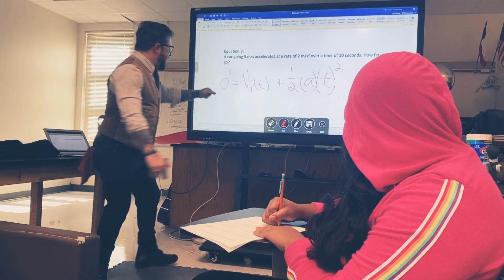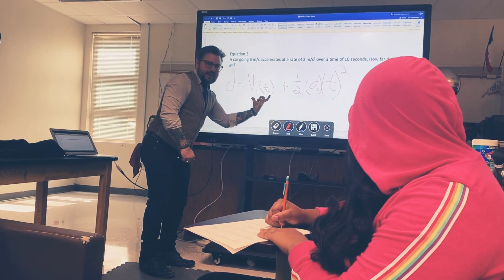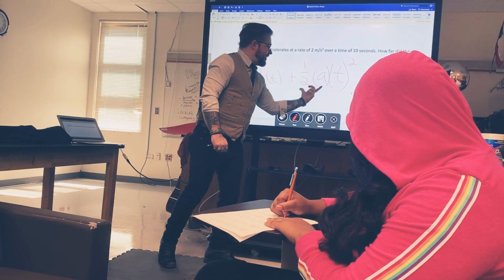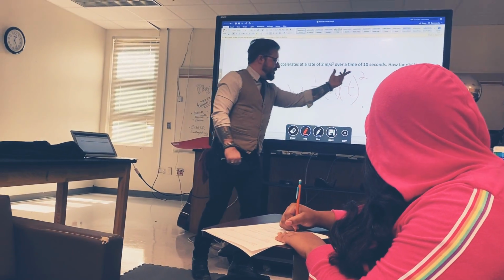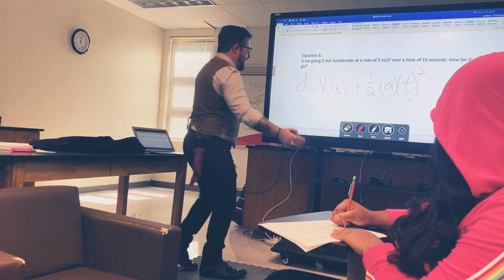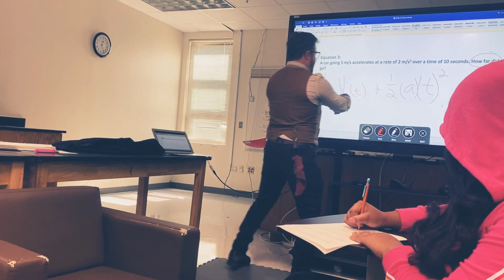What this says is how far I go is equal to my starting velocity times the time. That's going to be a number. Plus how much I accelerate. And there's just some numbers, so there's half and then squared. All I have to do is plug it in. If I want to find the distance, how far, and I have the initial velocity.